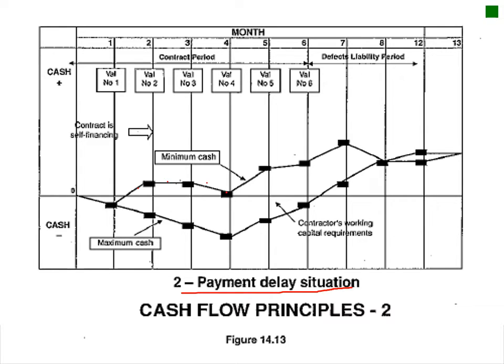Okay, and then if you have your payment delay situation, your optimal trend actually looks much better with your secondary graph, or your capital requirement. The contractor's working capital requirements are much lessened. So your minimum cash flow is relieved, and your maximum cash flow calculations are much better than they would be in a normal contract.